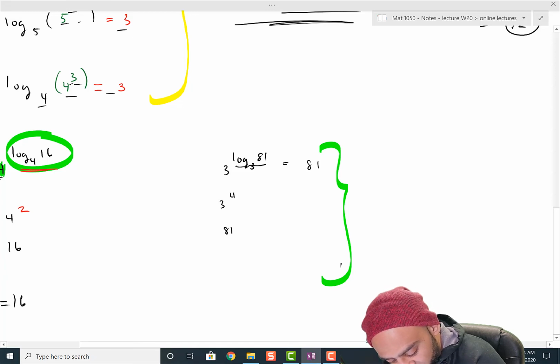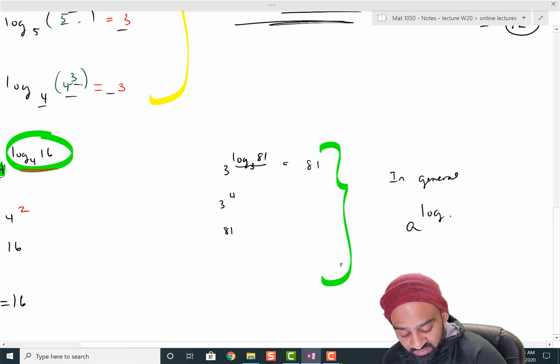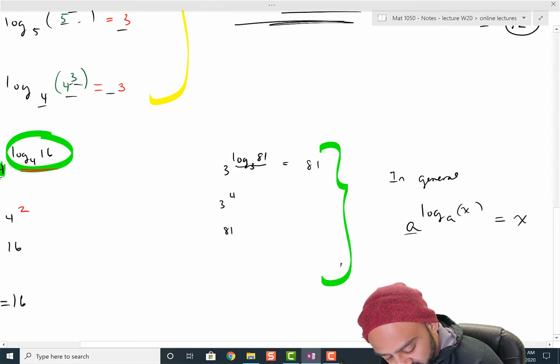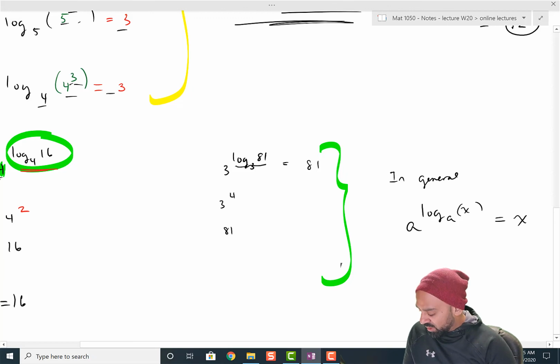So in general, just from these two examples, we can see that if I have a base raised to a power, and in the exponent there's a log with the same base, and there's something in the argument, I don't know what it is, you can call it x, the base of a and the log base a will undo each other and just give me regular old x. The big facts, big facts. All right, so not that bad, people, not that bad at all.